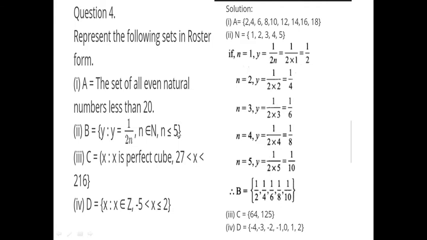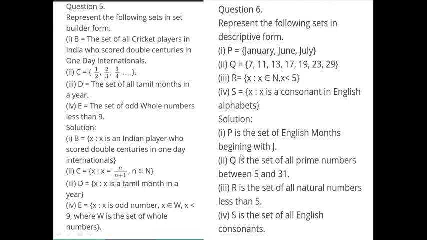So the natural numbers start from 1, 2, 3, etc. It is less than or equal to 5. So our n values are 1, 2, 3, 4, 5. These are the n values. So now let's write this set.